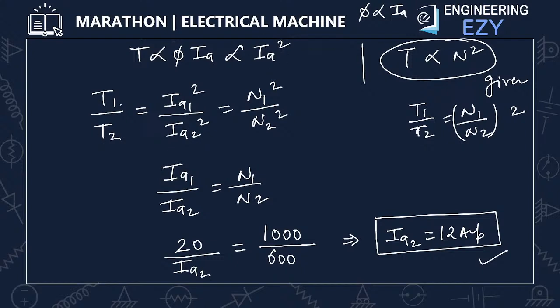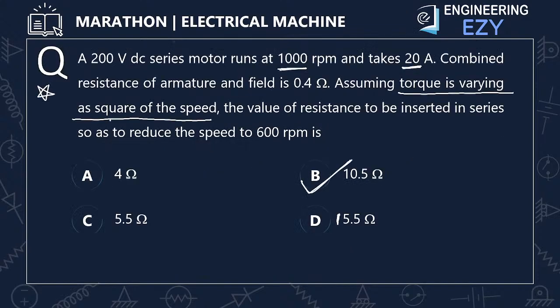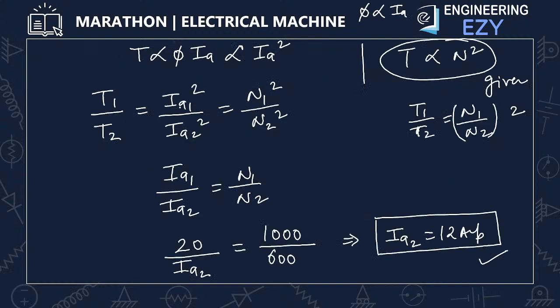So T1 upon T2, first case torque divided by second case torque, is equal to Ia1 square upon Ia2 square. But in the question it is given that torque is varying as square of the speed, meaning torque is directly proportional to N square. That depends on the load nature. So the load is connected like this, the load torque is directly proportional to N square. So T1 upon T2 is equal to N1 by N2 whole square. If I equate these two conditions, I am getting Ia1 upon Ia2 is N1 by N2.